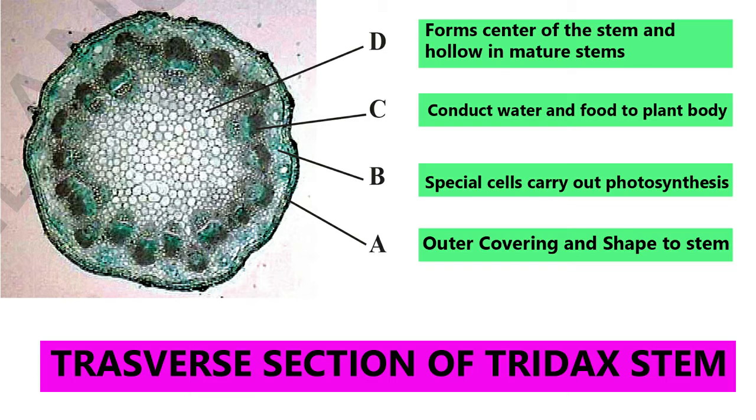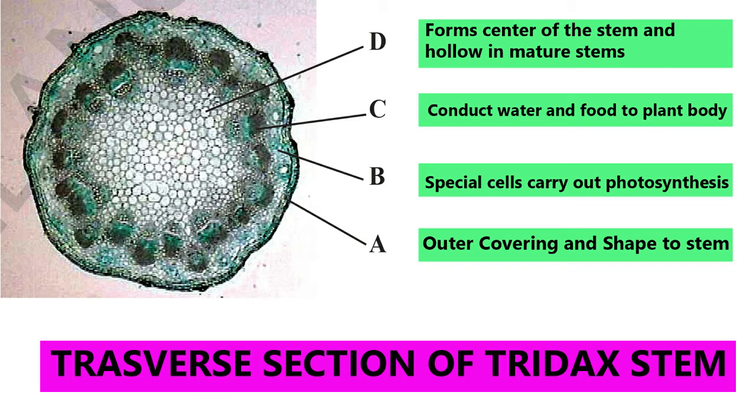So they give strength to the plant. They give protection to the plant. They are the outer covering. They are the outermost layer. They give shape to the plant as well as they give protection to the plant. Okay, so to the stem as well. So the group A cells, they form the outermost layer.